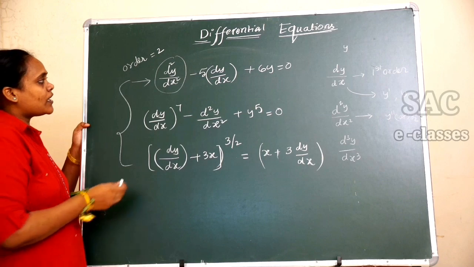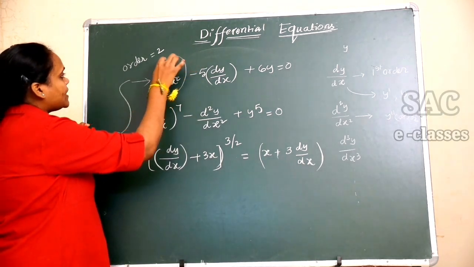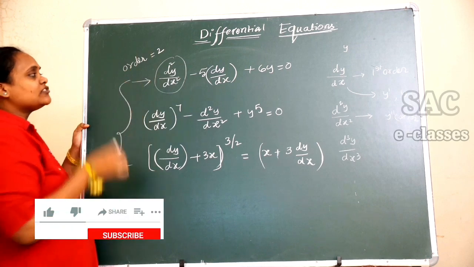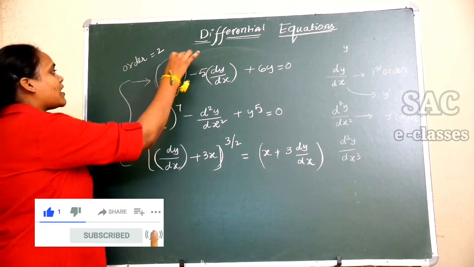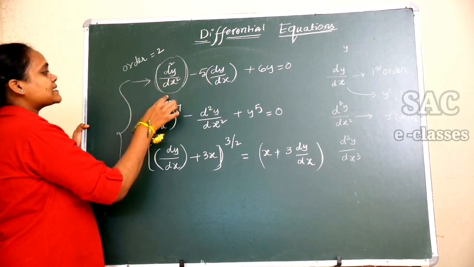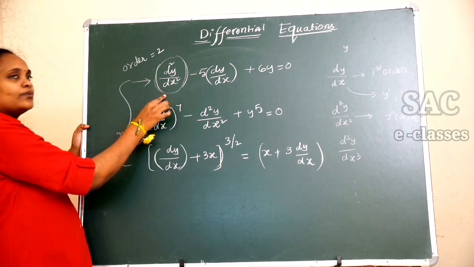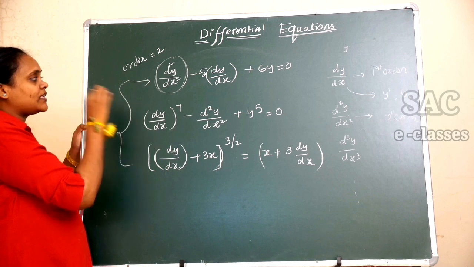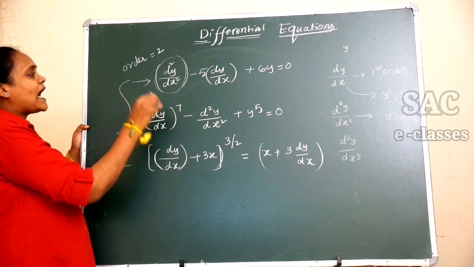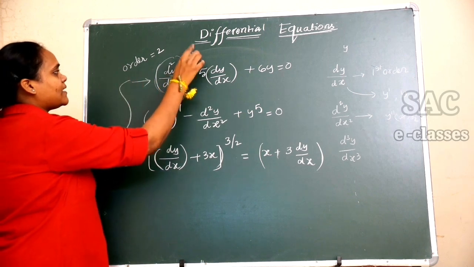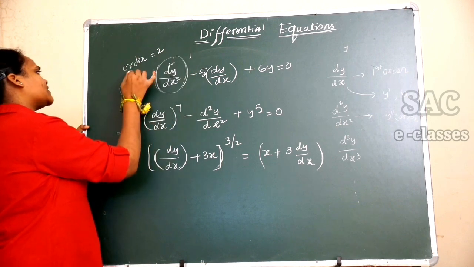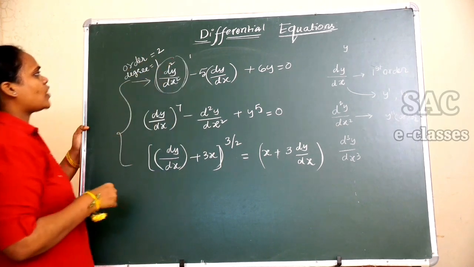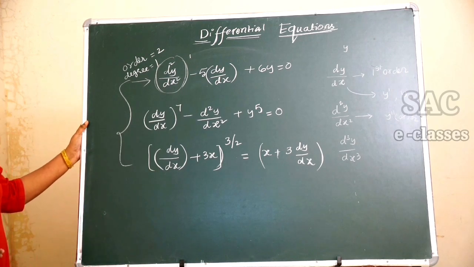That's it. Now identify the degree. How can we find out the degree? Just identify the power of the highest order derivative. Just observe the power of the higher order derivative. Is there any power? No. So its degree is 1. So the order is 2, the degree is 1.